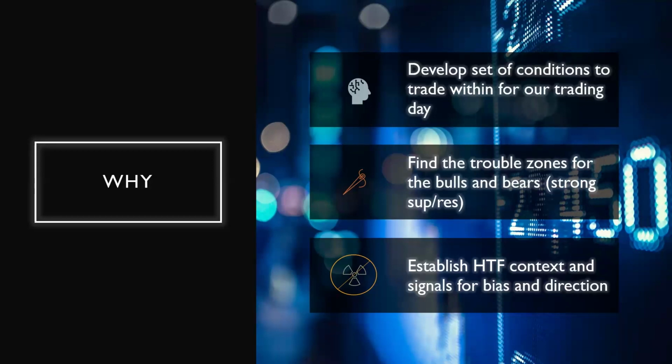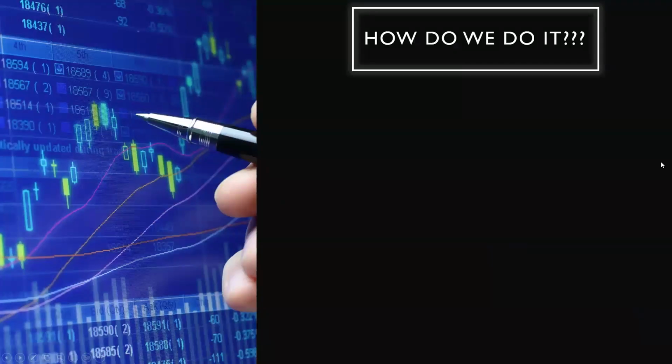And then finally, I always like to establish some type of high time frame context and high time frame signals that might help bolster a certain bias or direction that we have for the market. So how do we do it, or how do we do it here at the S&P 500 Roadmap?